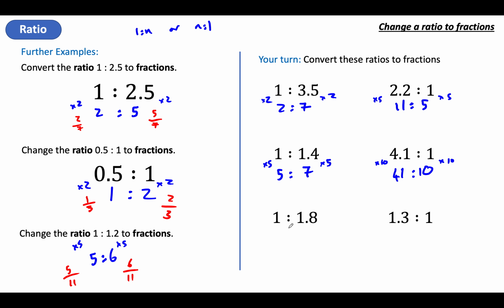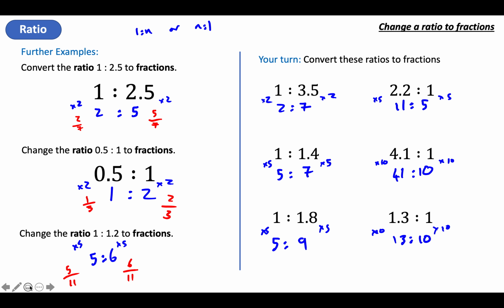I think maybe if we times it by 5, that'll definitely be a whole number. Times it by 5 seems to work for lots of them. So the left-hand side is 5, and 1.8 times 5 is 9. Okay, now 1.3, that will need to be times by 10. It needs to turn into 13, and 1 times 10 is 10.